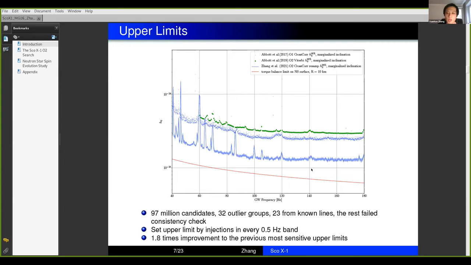Our sensitivity has improved on the previous best result by a factor of 1.8, getting close to the torque balance limit, while we are still not there yet. You would expect another factor of 1.8 to get to the torque balance limit. We only focus on 40 to 180 hertz, while the previous searches actually searched much higher frequencies.